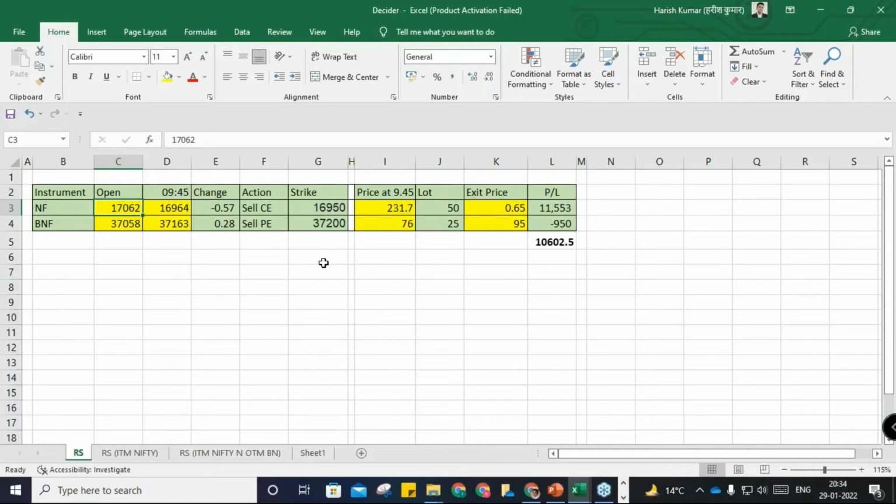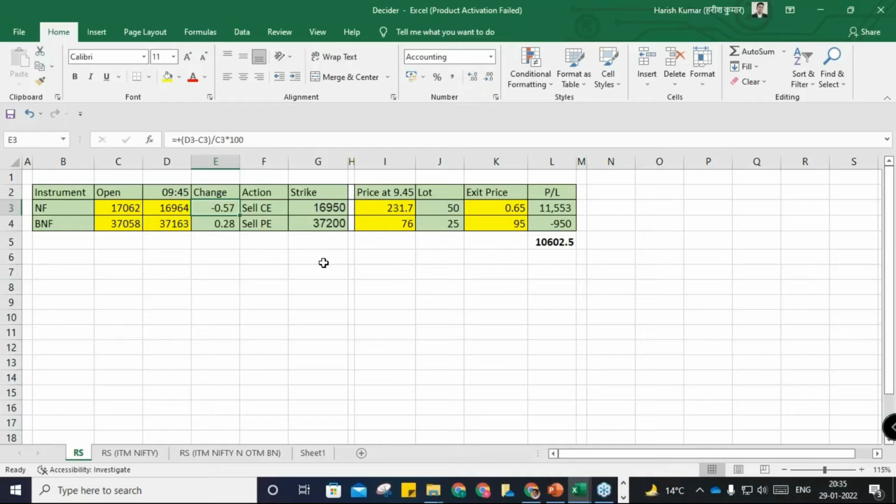So we took the open price, we calculate how much journey Nifty took from 915 to 945. So we observed that it is down minus 0.57%. Bank Nifty opened at 37,058. It took a journey till 37,163 at 945. So we observed that the Bank Nifty is in green by 0.28%. So what is this telling? That Bank Nifty is strong, Nifty is weak here.